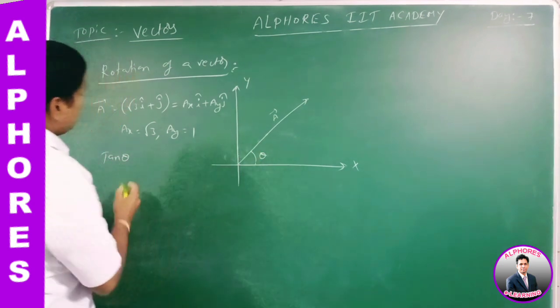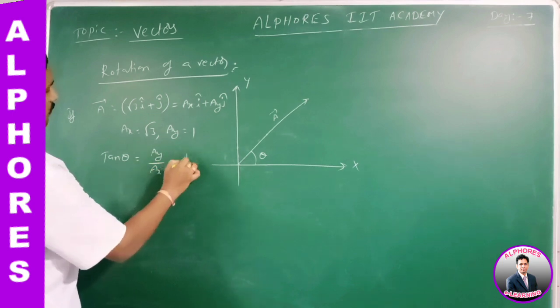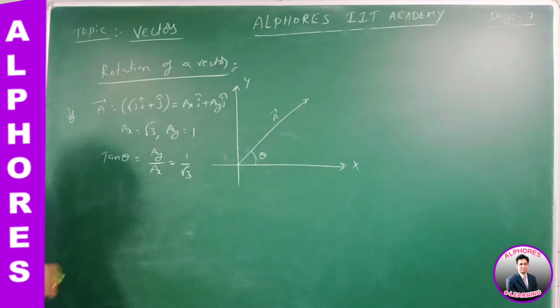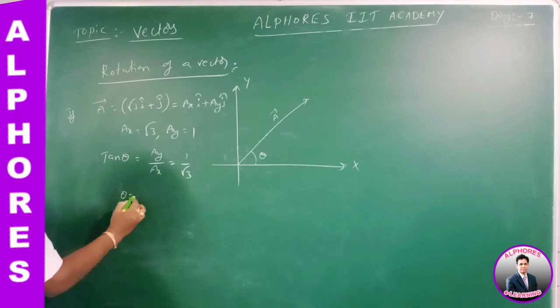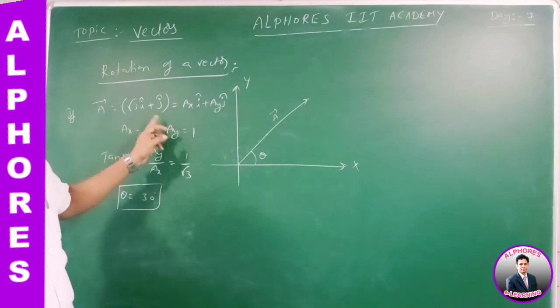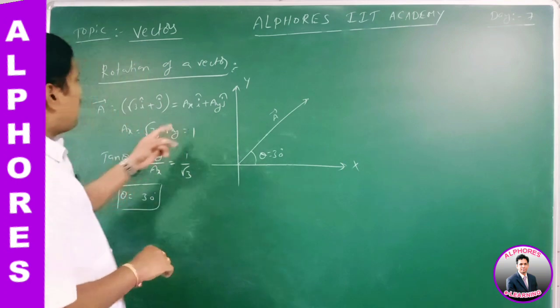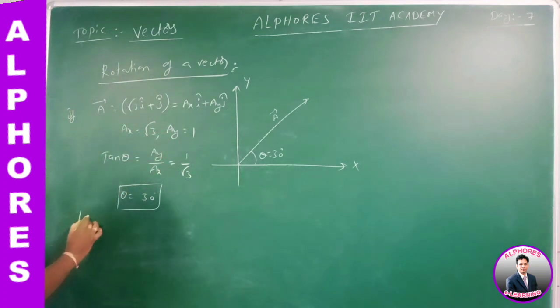That means what is the angle made by this vector initially, theta? So tan theta is equal to how much? Y component by x component, that means 1 by root 3. If tan theta is equal to 1 by root 3, theta is equal to how much? 30 degrees. So the initial angle made by the given vector is theta equal to 30 degrees.